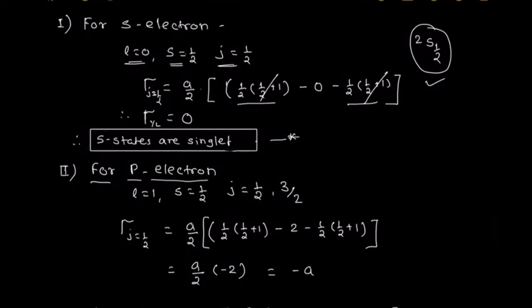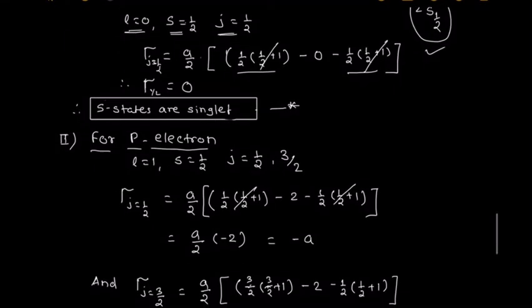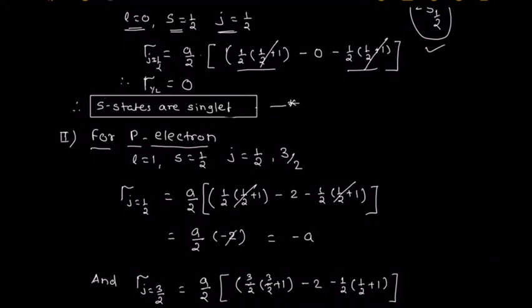So for J equal to half, we write this bracketed term: J star square minus L star square minus S star square. L star square is 1 into 1 plus 1, that is 2, and S star square and J star square have the same value. Therefore, we write these two brackets as they are. This plus term and this minus term get cancelled, and the remaining term in the bracket is minus 2. Hence the 2 cancels again, and we get tau equal to minus A for the p electron under J equal to half state.